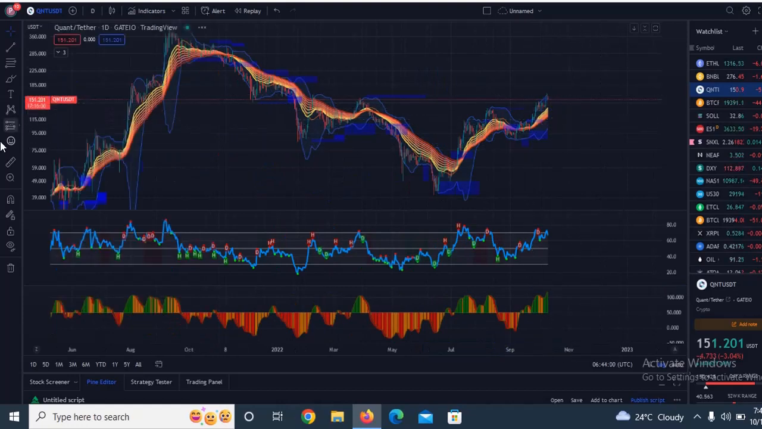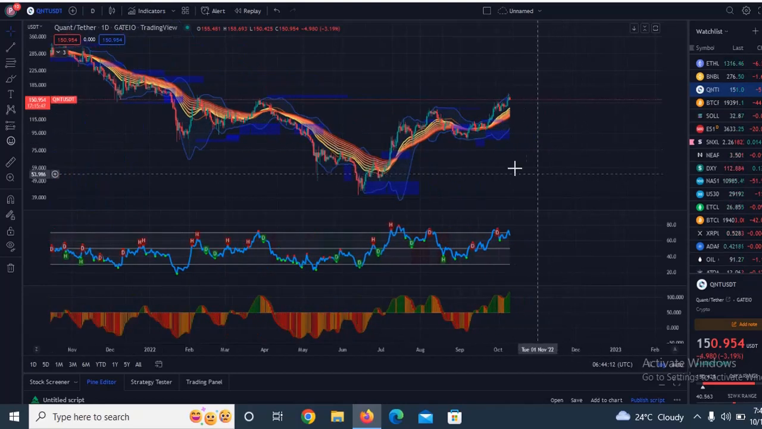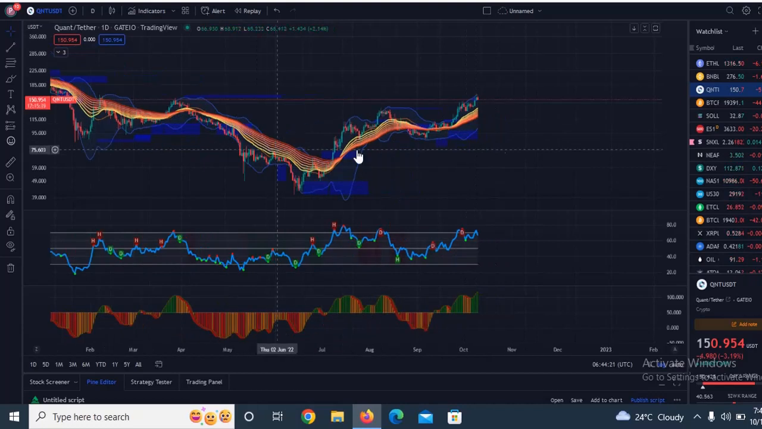I'm expecting Quant in the next week to come to around first the 197 region, then the 224 region. So we're really very bullish on Quant, right? We're very bullish on Quant. We're accumulating Quant around this period, we're making videos, and we're saying Quant looks very bullish, and now we're expecting higher prices for Quant.